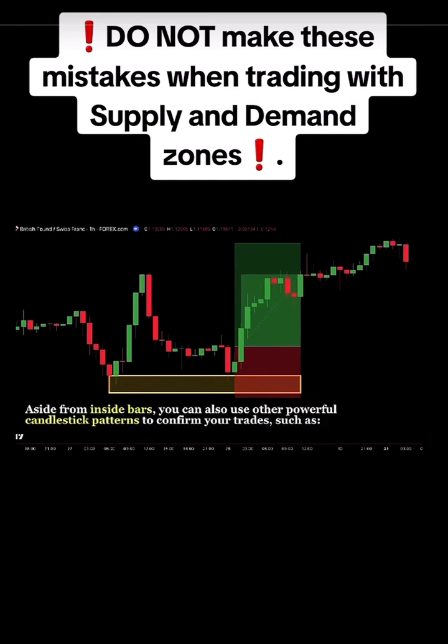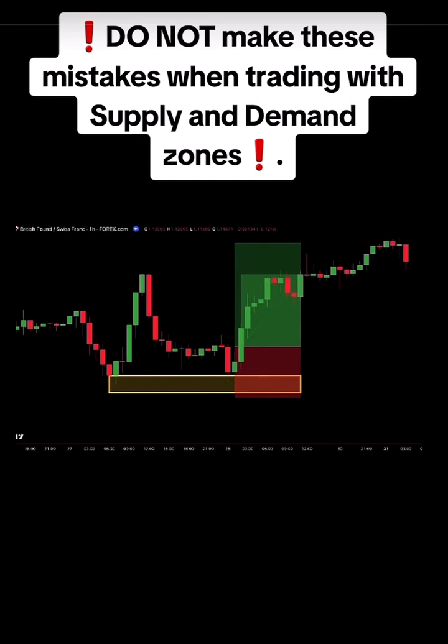Aside from inside bars, you can also use other powerful candlestick patterns to confirm your trades, such as engulfing bars, morning stars, evening stars, and tailed bars.